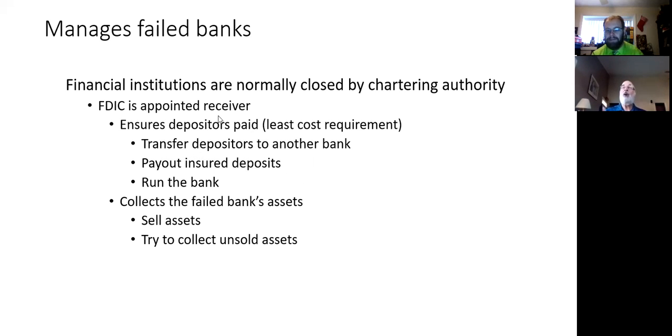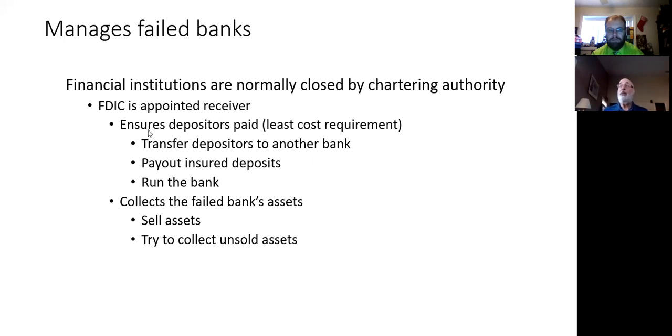Sure. And that bank can go into this website and look at its loan portfolio, its deposits, its investments, to see whether or not they actually want to bid for that bank when it fails. Take on those depositors and all of those assets. Okay. Yeah. So when a bank fails, the FDIC is normally appointed by either the Comptroller of the Currency or the state as the receiver. Okay. So as the receiver, they manage that failure, collect the assets of it, and make sure the depositors are paid.